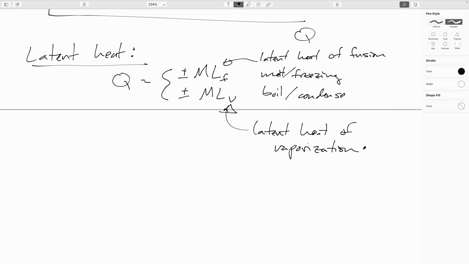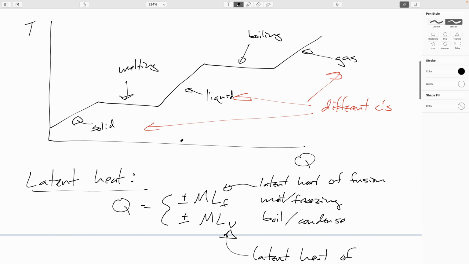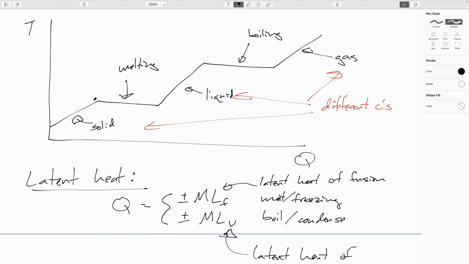Now, you've got to be a little bit careful about the signs. So I find just keeping this graph in mind is helpful. If I'm going from a solid to a liquid, I have to add heat to break bonds. And similarly, if I'm going from a liquid to a gas, I have to add heat to break bonds. I think that's intuitive. Where things can get a little counterintuitive is if I go from liquid to solid, I actually release heat. Heat gets transferred out of the substance in the process. And same if I condense from gas to liquid, heat gets released from the substance.